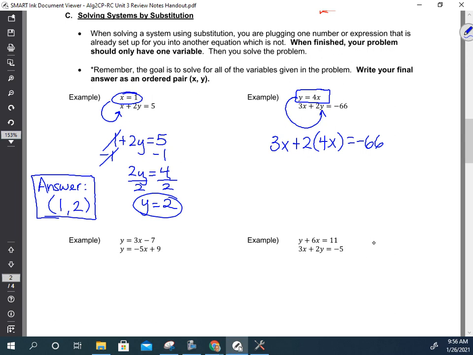So now we work it out. What's 2 times 4x? 8x. So you got 3x plus 8x equals negative 66. And then you divide by 11. So x equals negative 6. Now we know part of our answer.